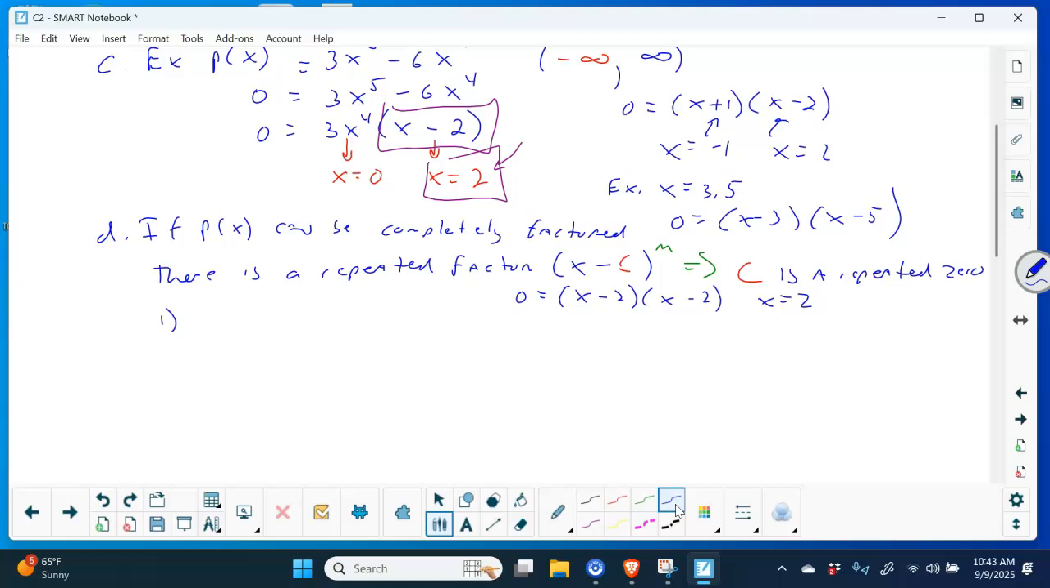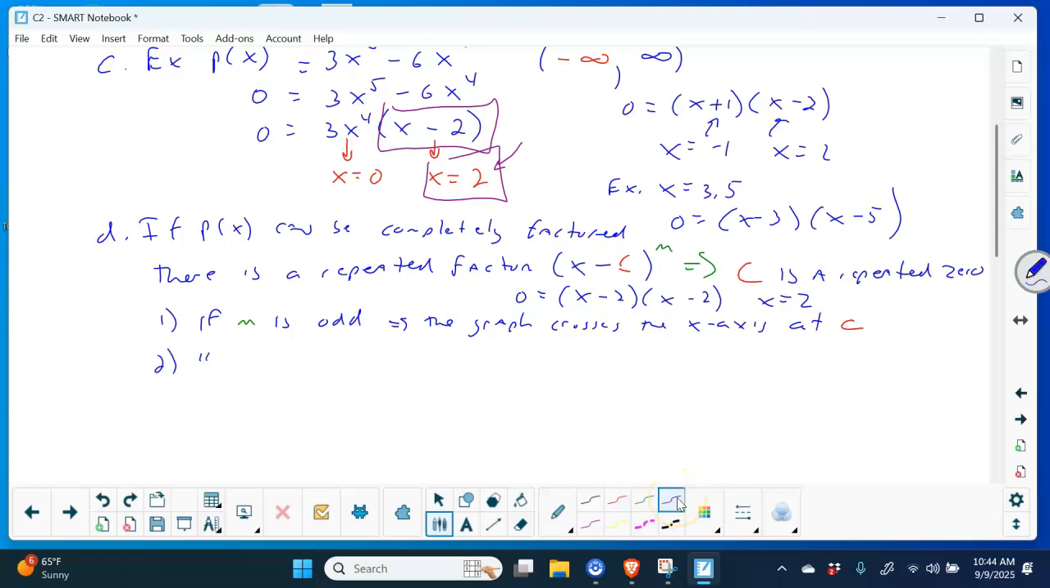So now we have some possibilities. If m is odd, I'm going to do m in green. So what if m is odd? If m is odd, the graph must cross the axis. So the graph crosses the x-axis at c. It has to. There's no other way. Because it's a 0, it's got to cross.